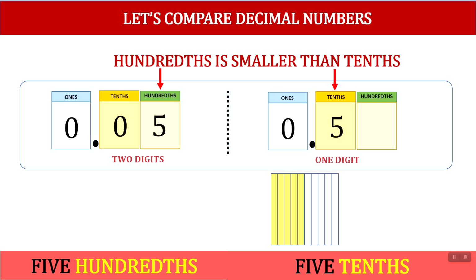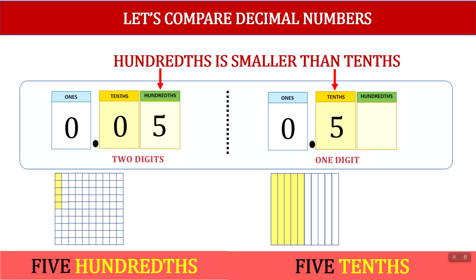This represents 5 tenths. This represents 5 hundredths. Again, we can see by looking at the shaded space that 5 hundredths is a smaller amount than 5 tenths. So therefore 5 hundredths is less than 5 tenths.